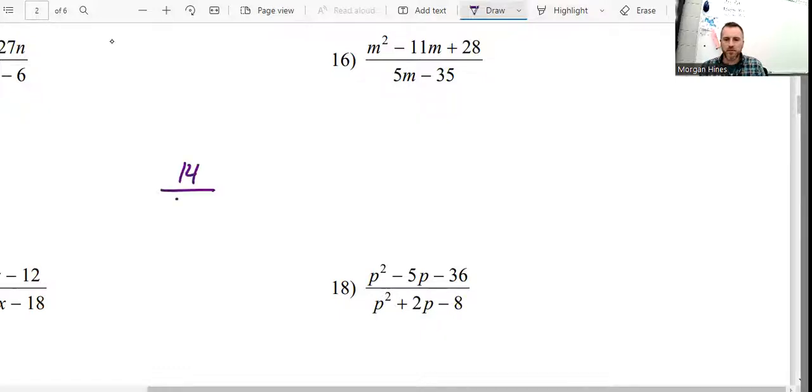How do we simplify 14 over 10? Well, we recognize that 14 is just 7 times 2, and 10 is 5 times 2. We know that 2 divided by 2 is 1. And so that original fraction is just 7/5. That's how we simplify fractions.